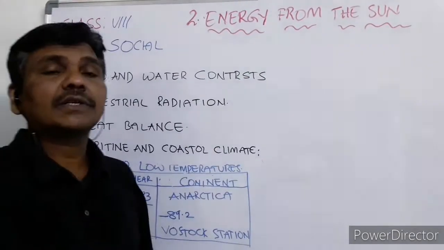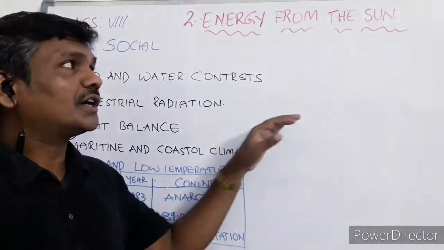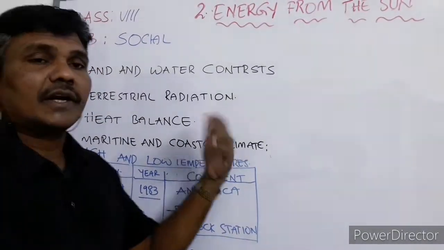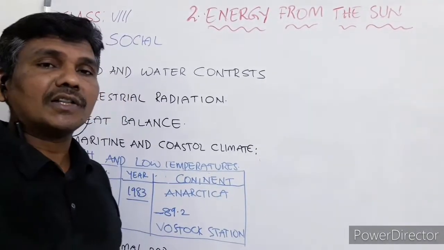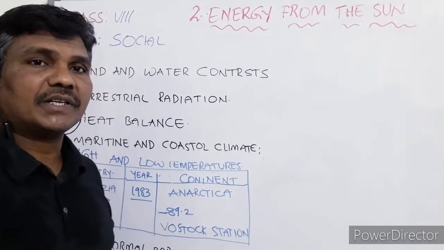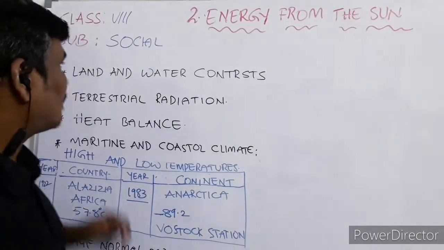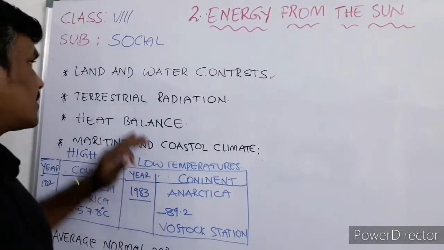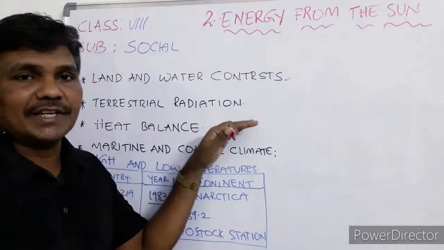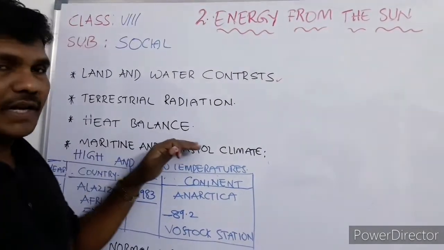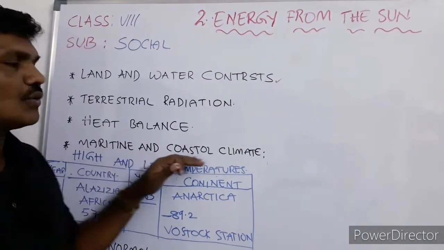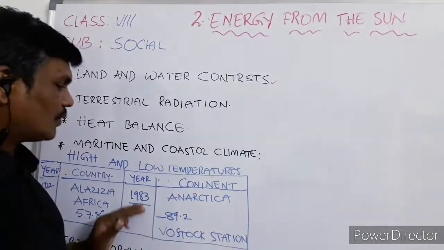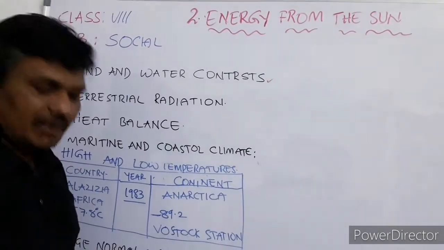We have completed the first video regarding the background history of the sun and the diversification of temperatures on the earth. The two objectives we have completed. The rest of the objectives of the lesson are land and water contrast, terrestrial radiation, heat balance, maritime and coastal climate. These things we have to complete. If we complete them, the lesson will be finished.